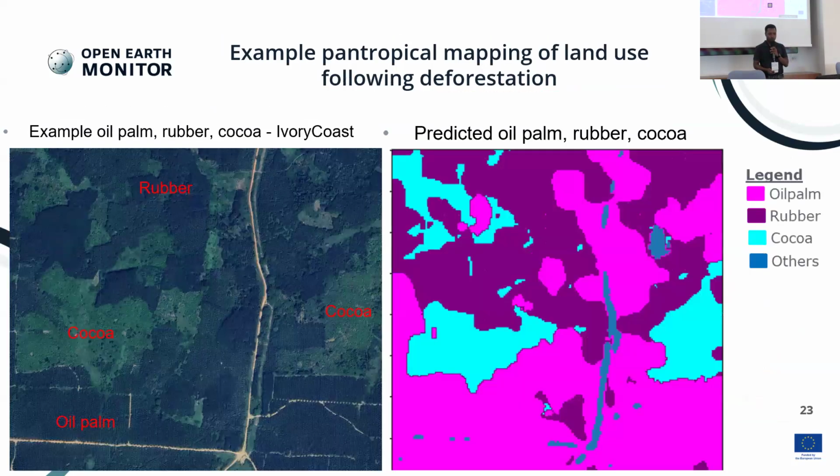Here I show, for example, the complexity in Côte d'Ivoire, where in one place you have not only one commodity but multiple commodities. For example, you can see oil palm, cocoa, but also rubber plantations, just in one location.